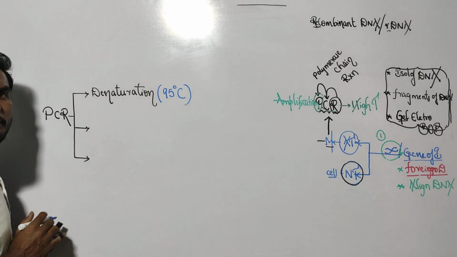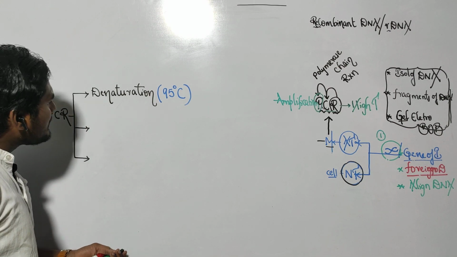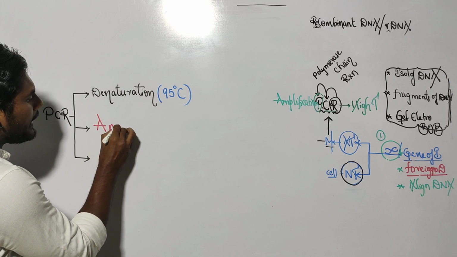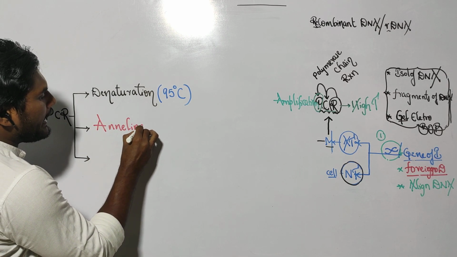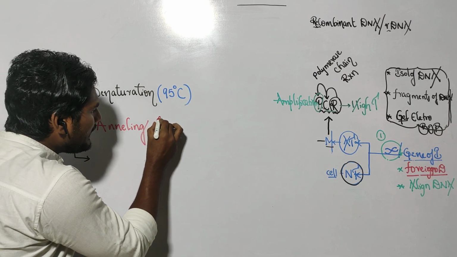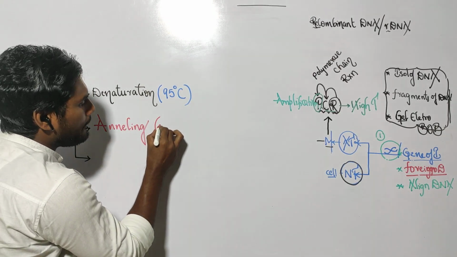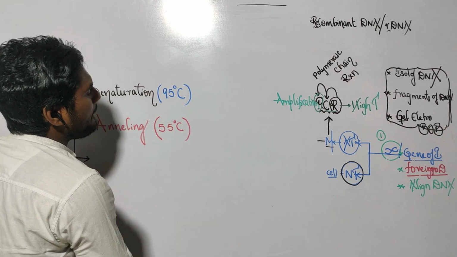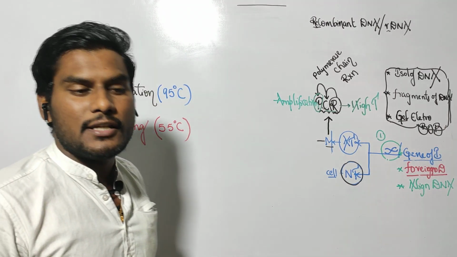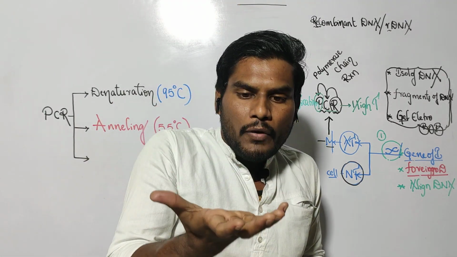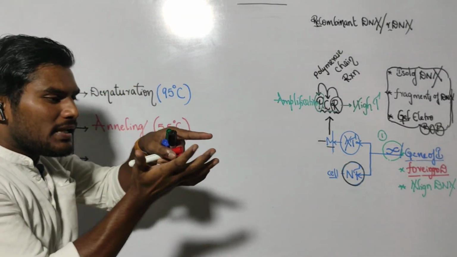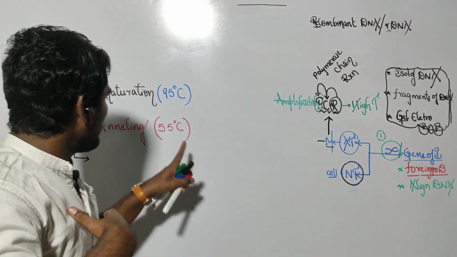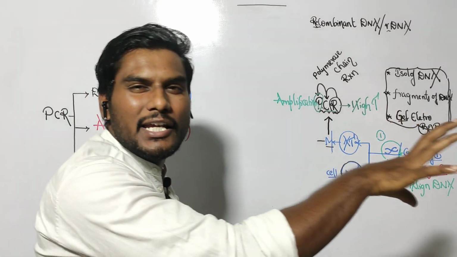Next one, after denaturation, the second event is annealing. A-N-N-E-A-L-I-N-G, annealing. And this annealing is happening at approximately 55 degrees Celsius. So we have to change the temperature. When you raise the temperature to 95 degrees Celsius, denaturation will happen. And later you have to decrease the temperature to which level? 55 degrees. At that time, annealing is going to happen.